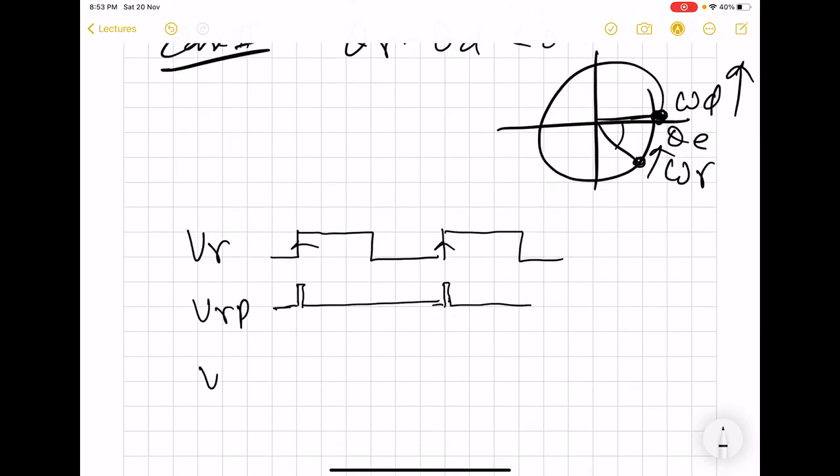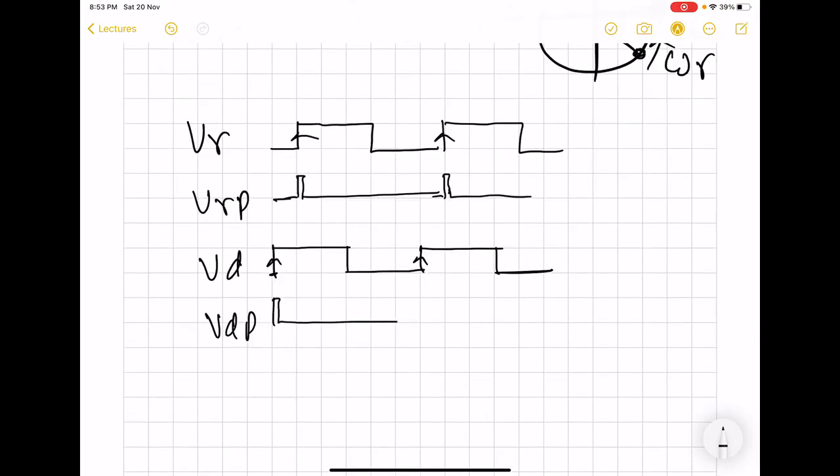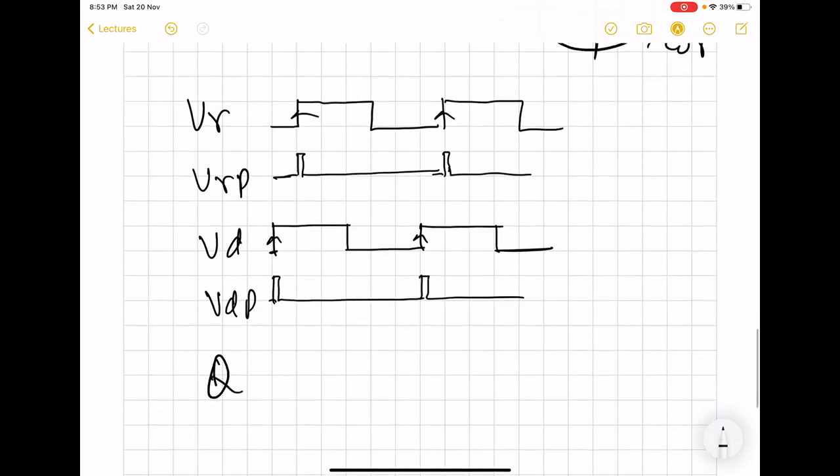But VD is going to be of this form. We will have a narrow pulse for VDP at the rising edge of the VD signal. Now we want to know what will be Q. So we start with the assumption that Q is initially 0. So we find that we had 0 for VR and 1 for VD, so what we are going to get is 0. So it was 0, it will remain 0.